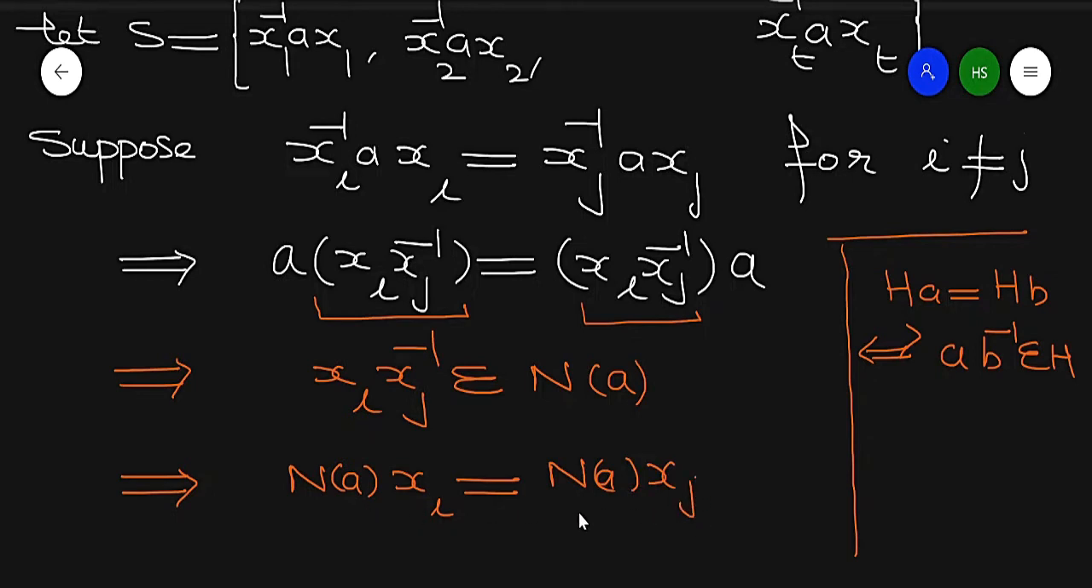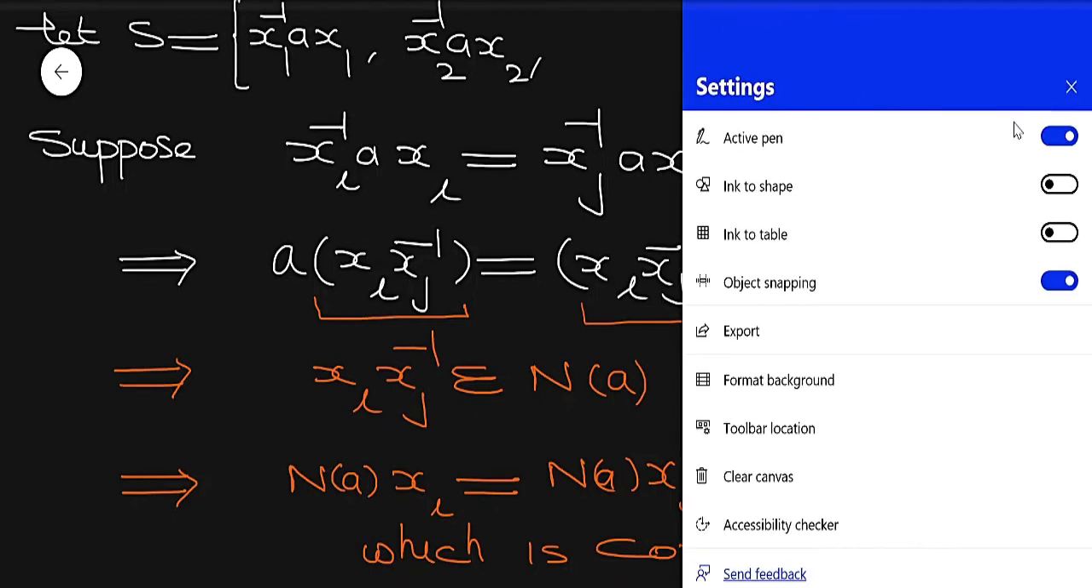Now these are distinct, because otherwise it is a contradiction. If they are not distinct, if they are equal, then it is a contradiction. Why a contradiction? Because these cosets are distinct, and here they are equal. It means they cannot be equal. If they cannot be equal, then every element of S is distinct.